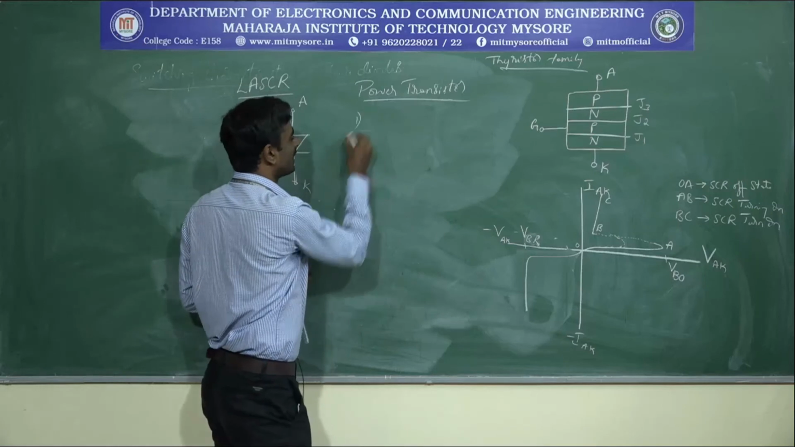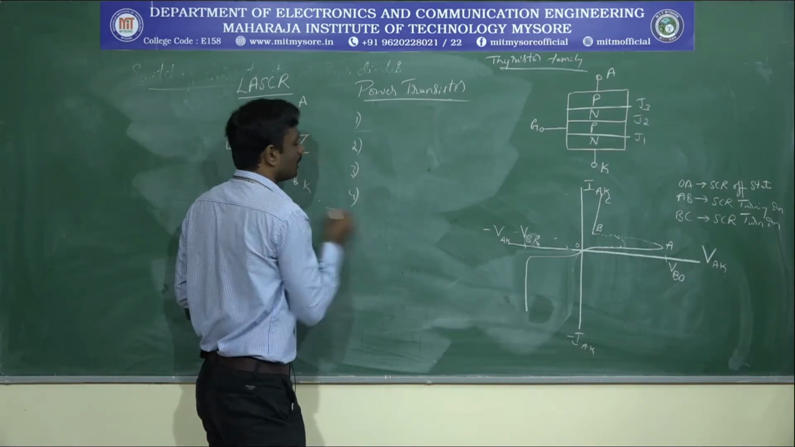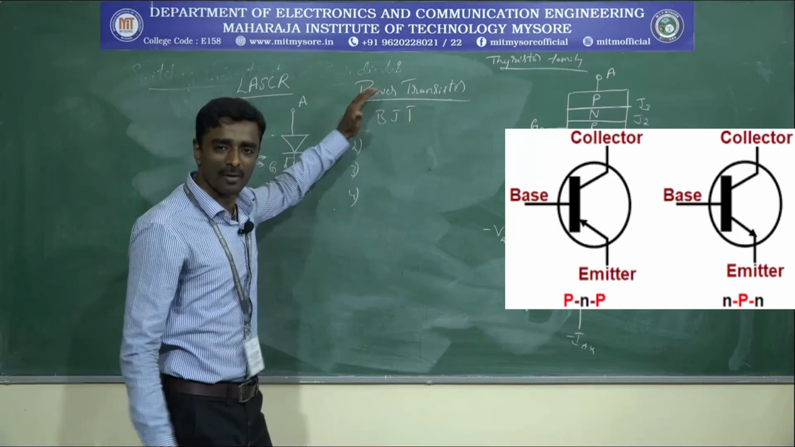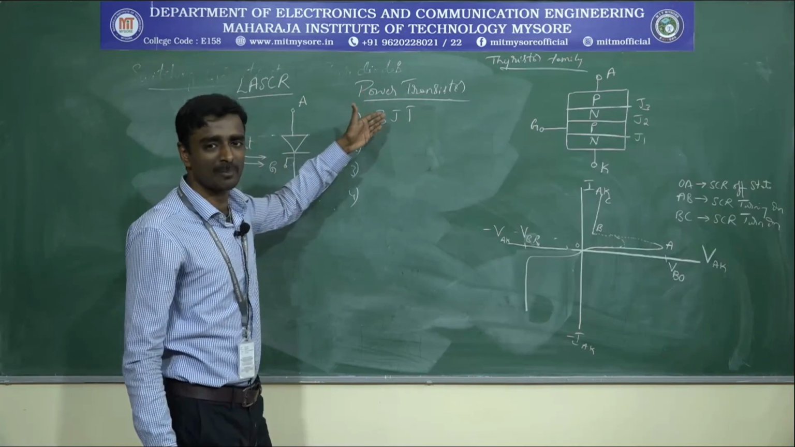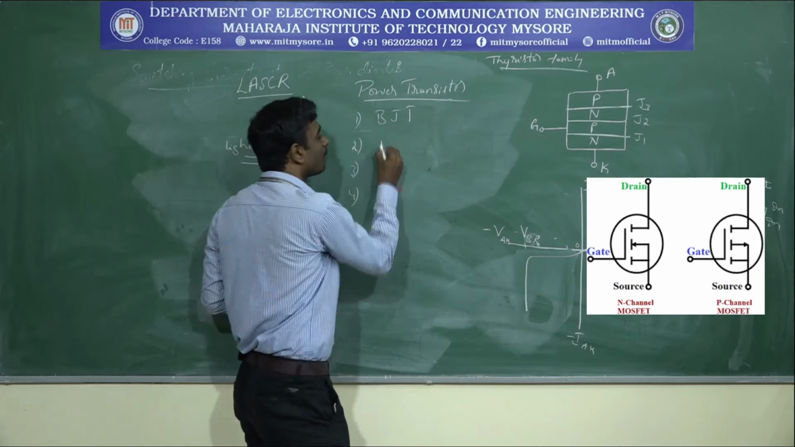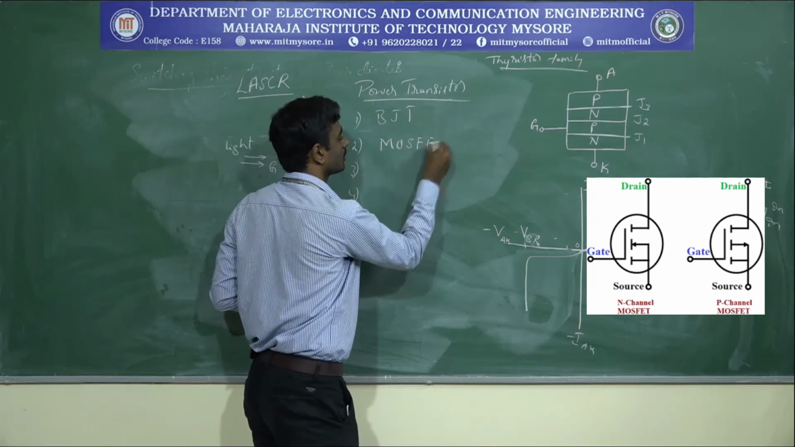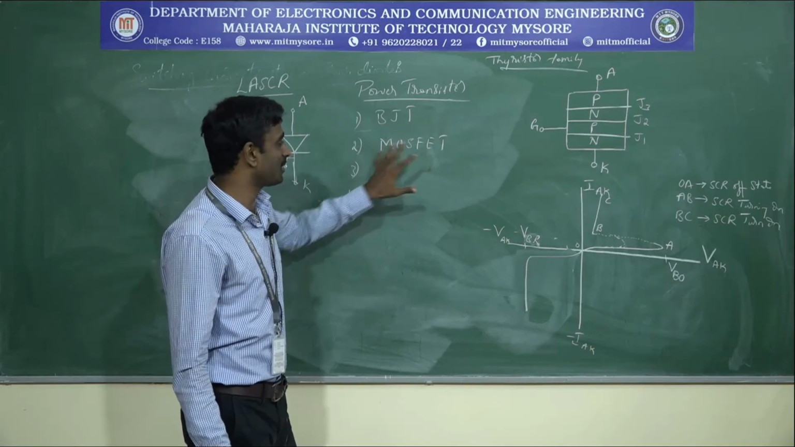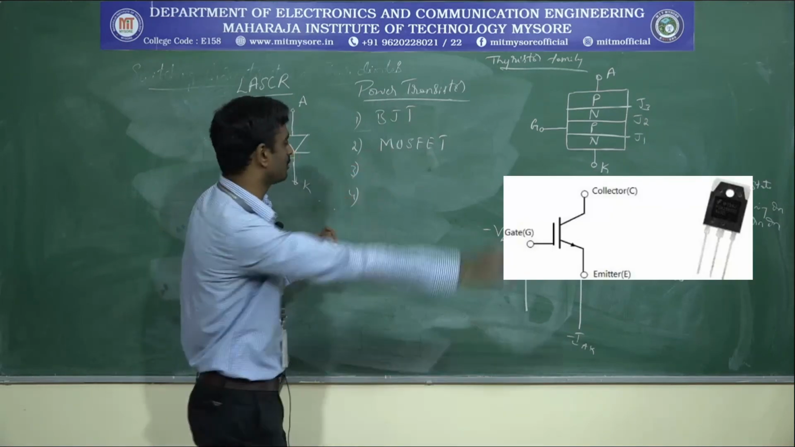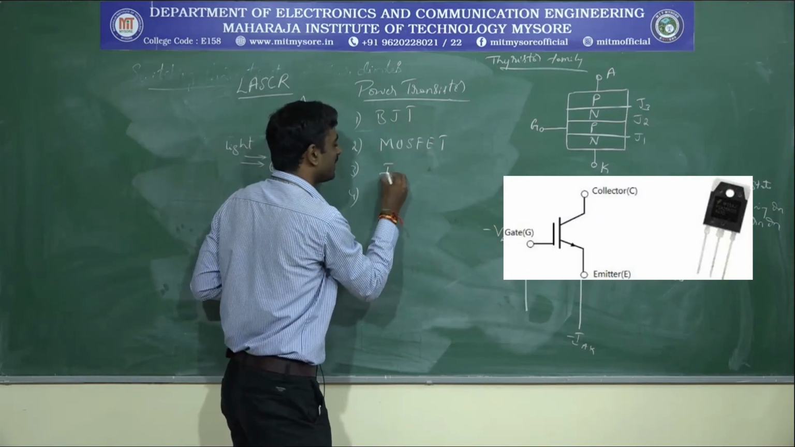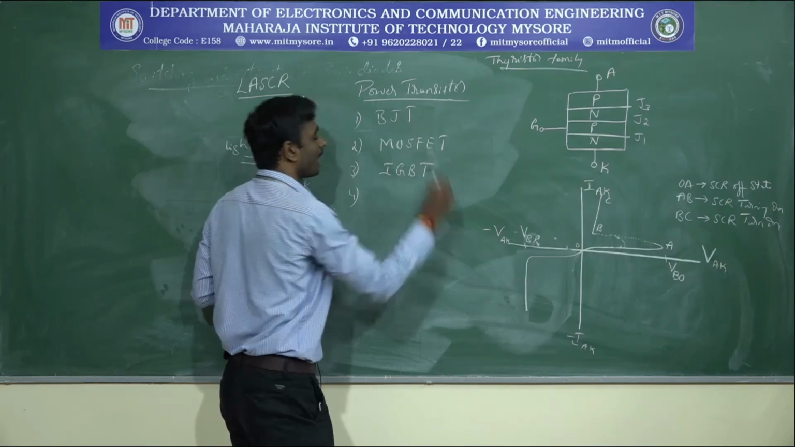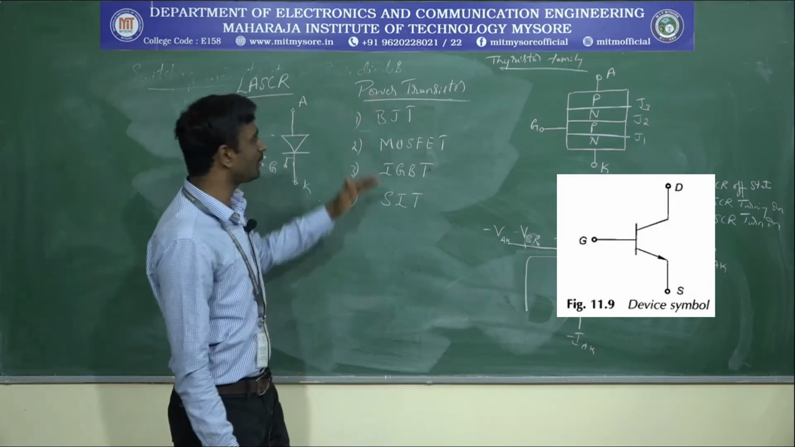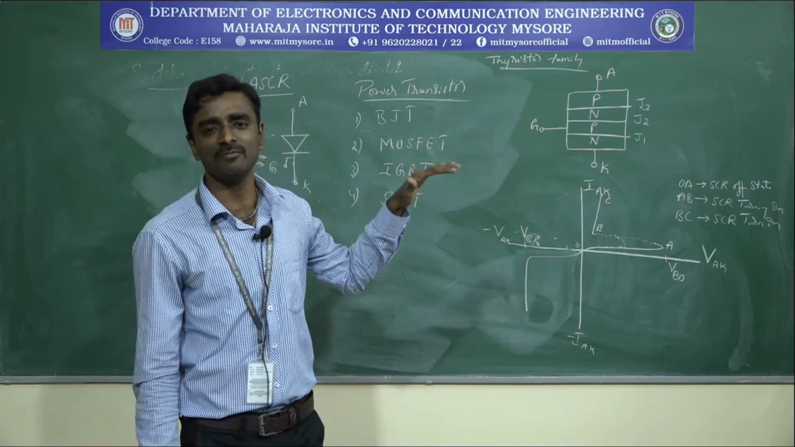In this case, you will have 4 different types of power transistors. The first one is the power BJT, which we studied earlier as the bipolar junction transistor. The second one is the power MOSFET, which we have also studied earlier as the MOSFET. The third one is the IGBT, and the fourth one is the SIT. These are the 4 different types of transistors we are studying in this course.